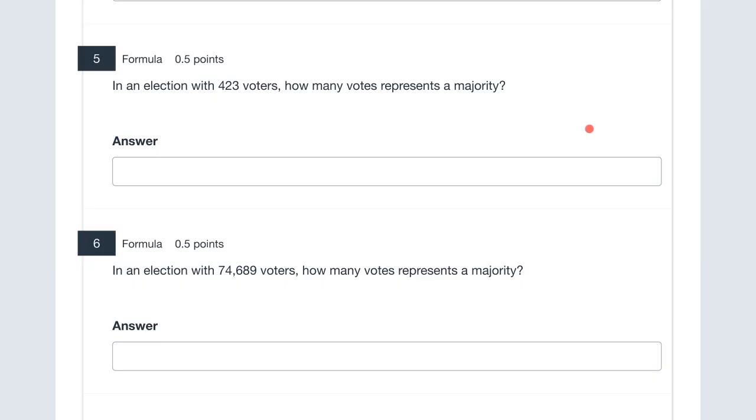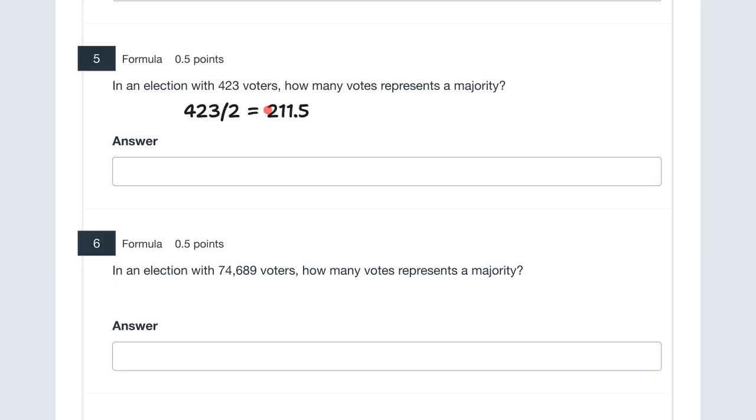In an election with 423 voters, how many votes represents a majority? 423 divided by 2. If you have to, grab your calculator. Not a big problem with that. 423 divided by 2 is 211.5.